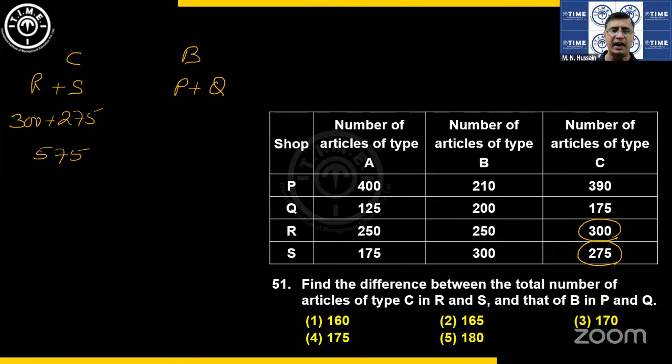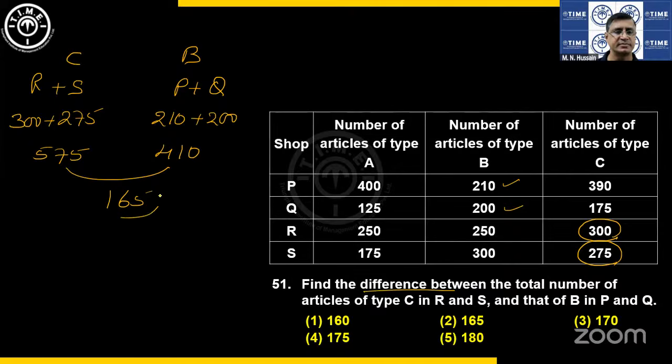B, P and Q. 210 plus 200, that is 410. Or to find the difference, what is the difference of these two? 75 minus 10, that is 65. 500 minus 400, that is 100. What is the answer choice? Option 2.